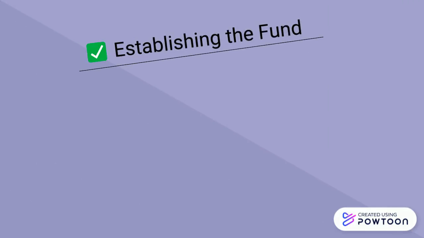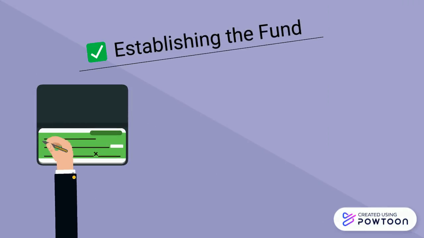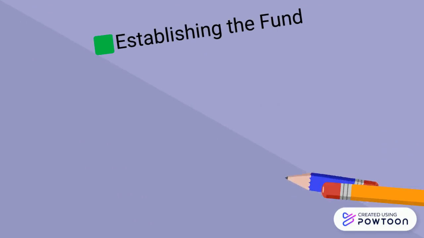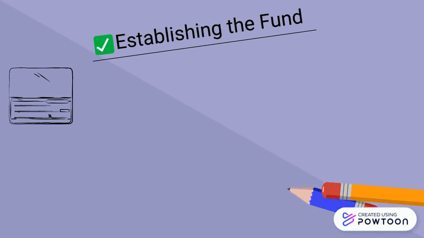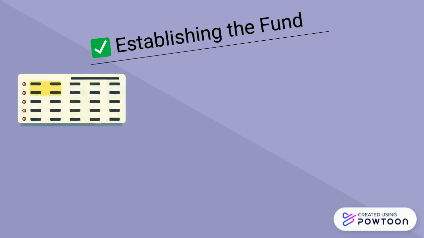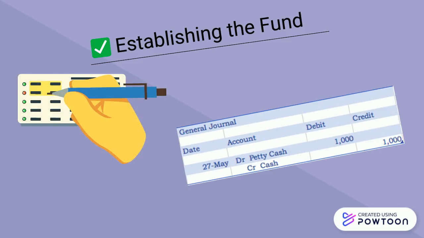Establishing the fund. A business can establish the fund by writing a check for the amount of the fund, with the size of it being dependent on the size of the company. Then, the check is converted into cash and given to a trusted employee. A journal entry then needs to be made to record the fund's establishment. The journal entry will debit the petty cash account while crediting the cash account.